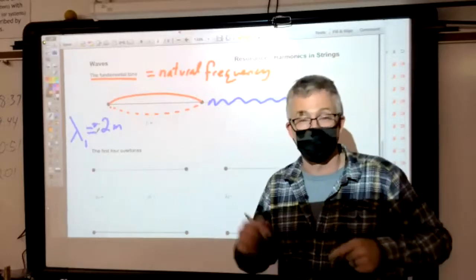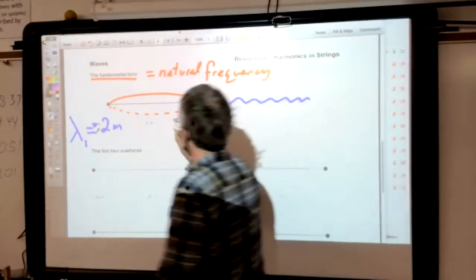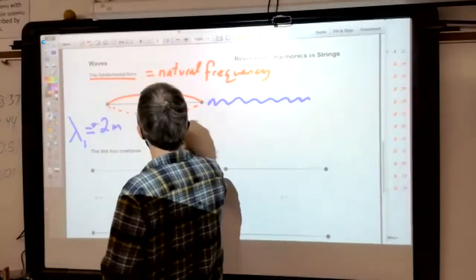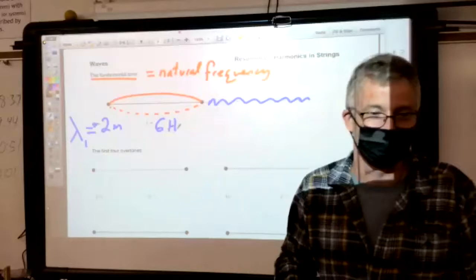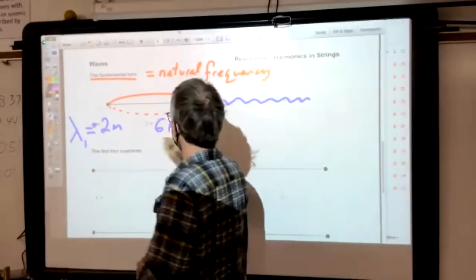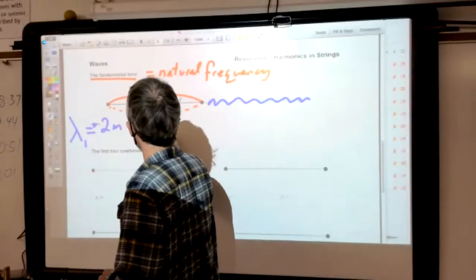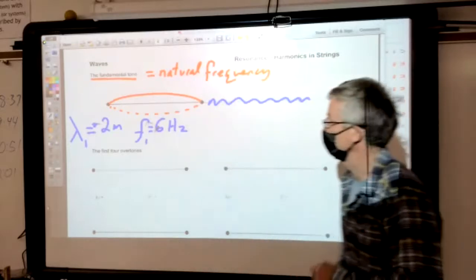Let's say the fundamental frequency was 6 cycles per second, except in a normal string, that fundamental frequency would be in the hundreds of cycles per second. So hertz. So that's F1. Fundamental frequency is 6 cycles per second.